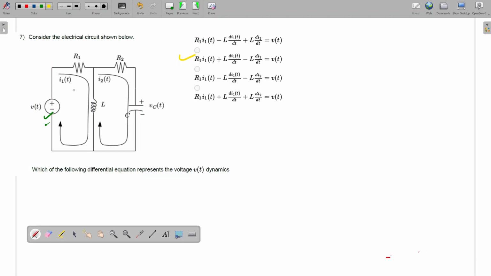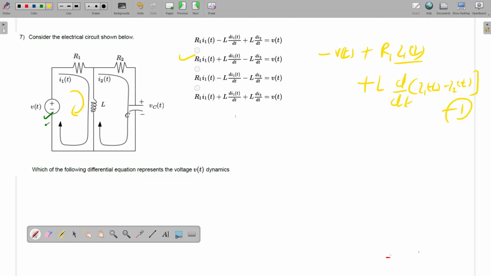We'll first apply KVL in this loop. What will the KVL be? Minus V of t, plus R1 into I1(t) as the first term, plus what is the value here? L into d by dt of (I1 minus I2), that is, L d by dt into I1(t) minus I2(t). This is equation 1. Further, the same thing we can write here.